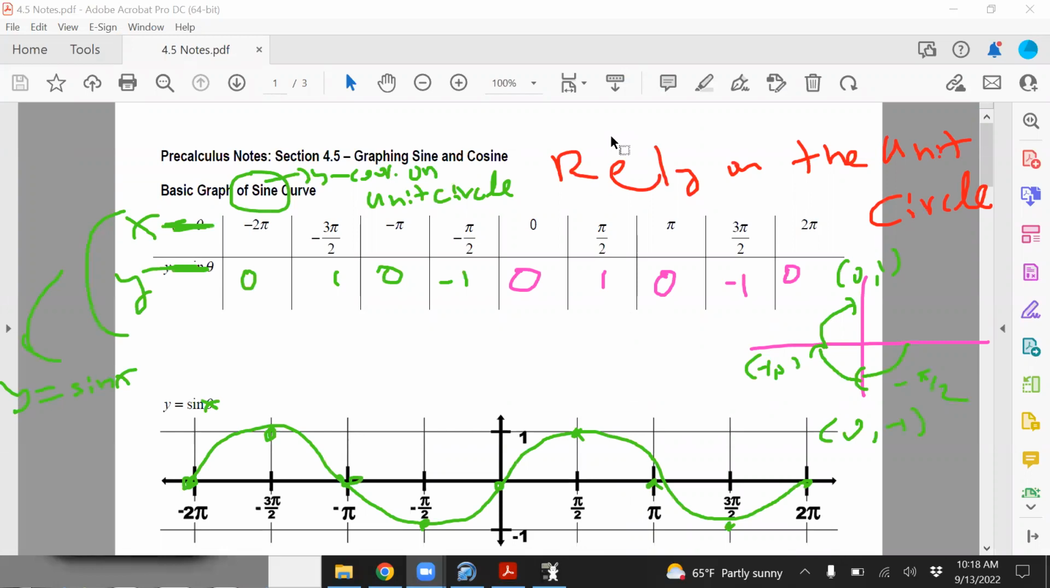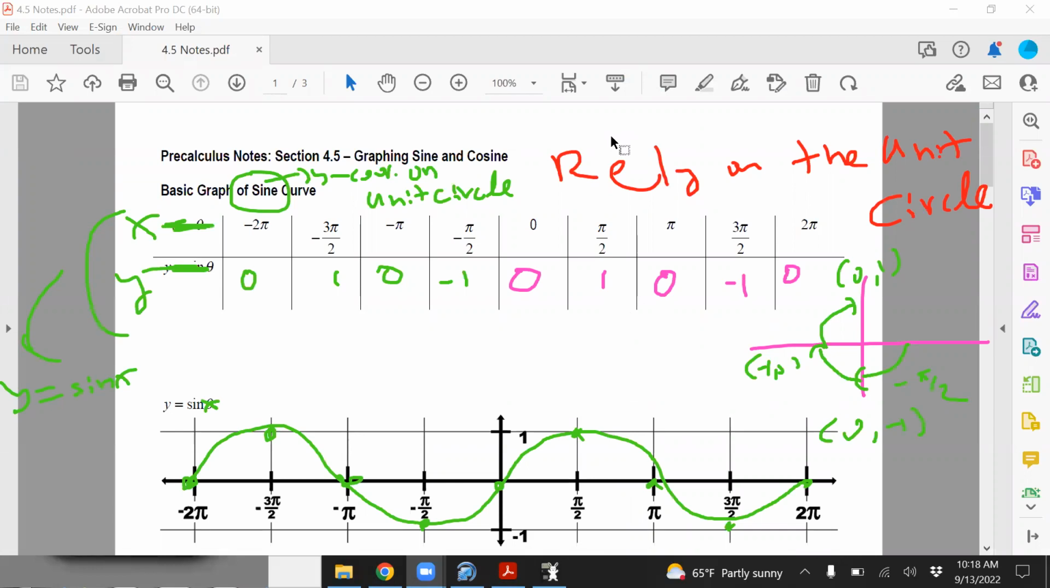And see again, a point (0, 0), (pi/2, 1), (pi, 0), and so forth. So there's the graph. Really what you're doing is taking the y coordinates of the unit circle and plotting them on the coordinate plane. That's what you're doing, taking all the y coordinates of the unit circle. It's like unraveling the unit circle.